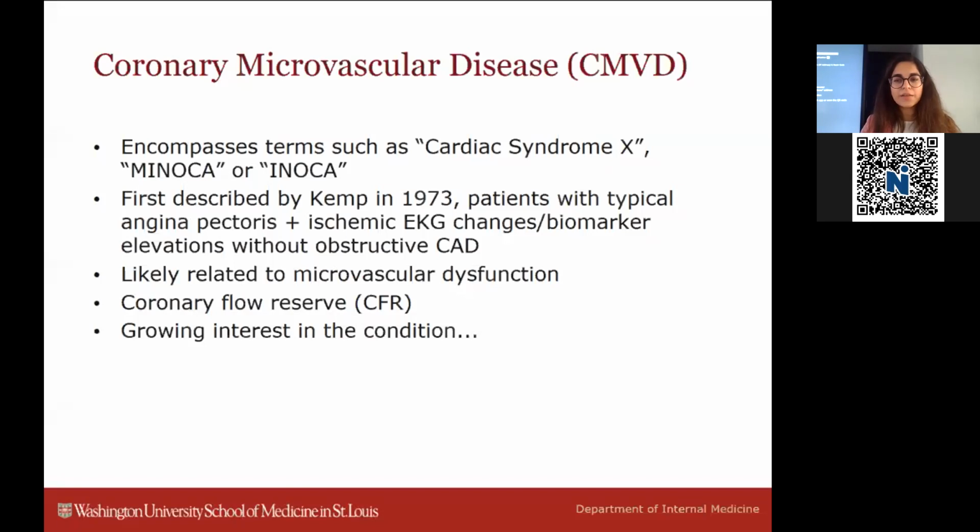We don't have a consistent definition across literature, or we are now only starting to see one, but frequently we're seeing that CMVD has been described in the ways it clinically manifests. So if a person comes in with a big MI and there were no obstructive arteries, that's MINOCA. If a person has stable angina symptoms and no obstructive coronary artery disease, that's probably ANOCA. It was first described by Kemp in '73, patients with typical angina, ischemic changes and biomarker elevations of CKMB probably at that time, without obstructive CAD. Now we know that this is probably related to microvascular dysfunction as we saw in the previous slide. And we can probably mechanistically implicate coronary flow reserve here.